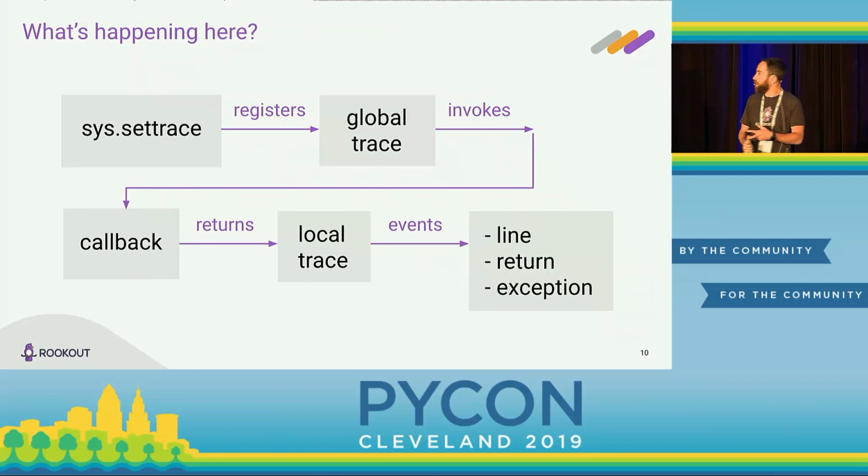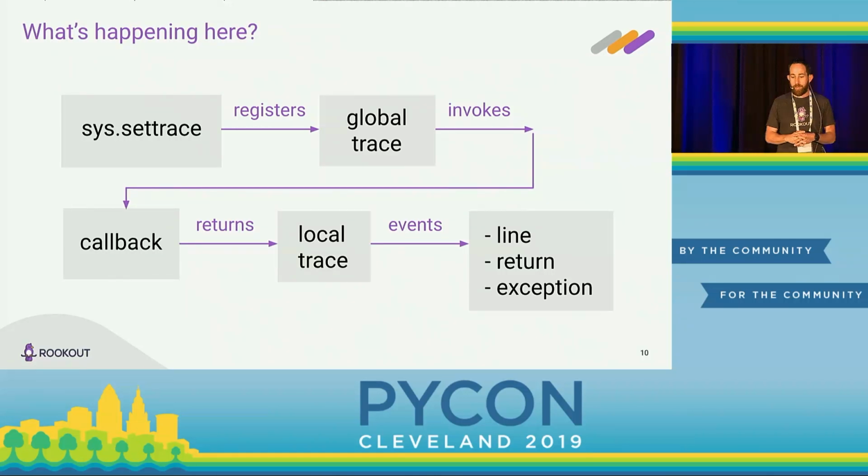So line, return, and exception events are only received by the local trace. If the global trace returns None, then there is going to be no local trace for that function, and the local events won't be triggered at all.